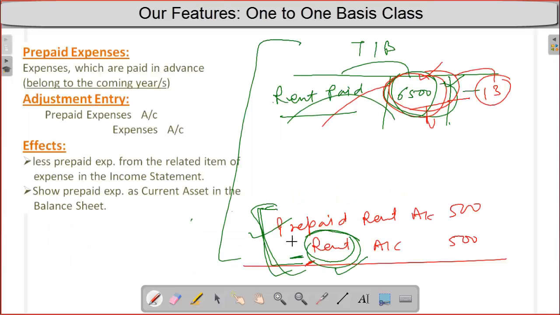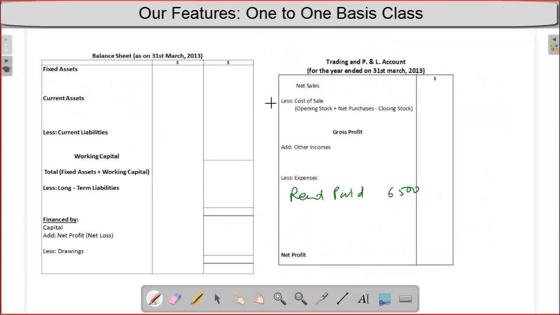Now see the entry. This item I have considered in the income statement. Now I have to consider this adjustment entry. Now tell me, in adjustment entry, rent paid account, rent account is debited or credited? Yeah, opposite direction na, credited with 500 and opposite direction, and as opposite direction, so I have to subtract 500 and I will show 6000 here. Okay, so I have to write here less prepaid rent.